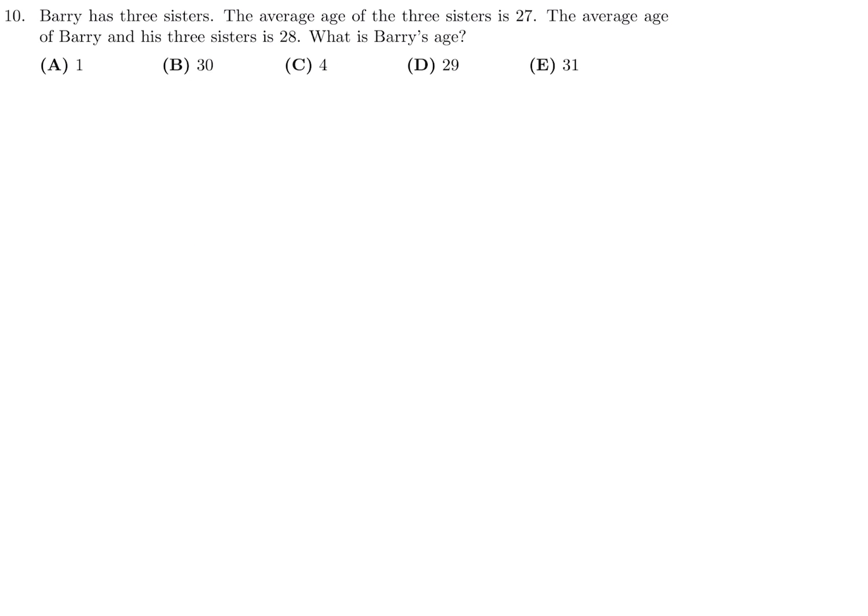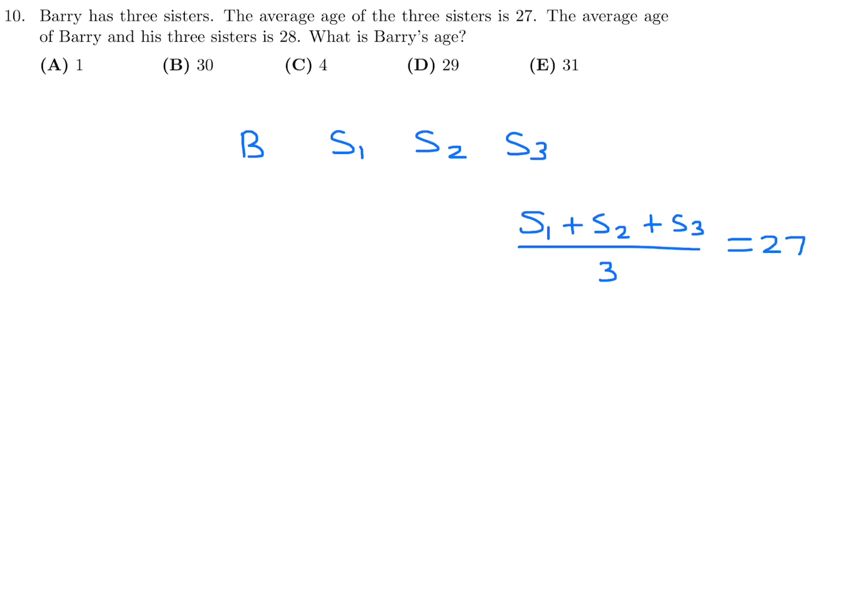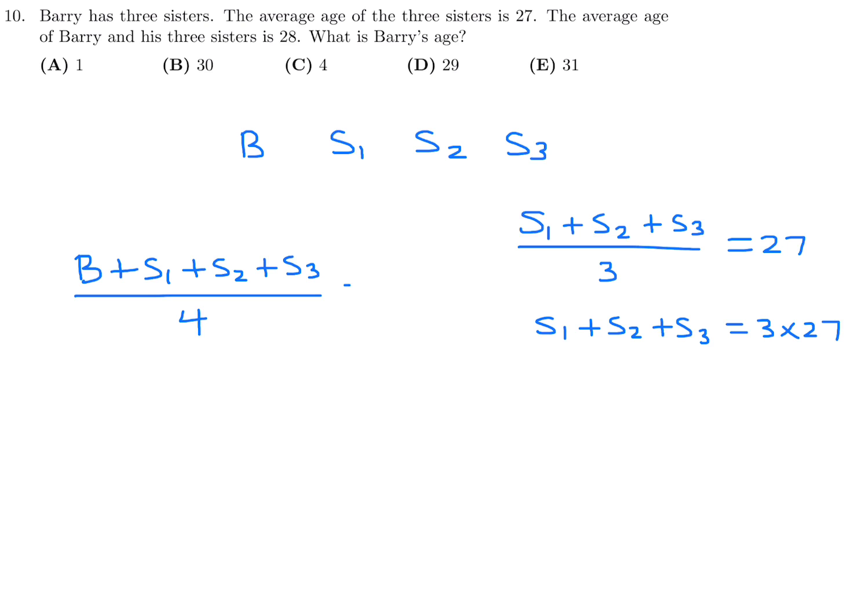Barry has 3 sisters. The average age of the 3 sisters is 27. The average age of Barry and his 3 sisters is 28. What is Barry's age? We have Barry, and we have sister 1, sister 2, and sister 3. First, they told me the average age of the 3 sisters is 27. So that means the sum S1 plus S2 plus S3 is 3 times 27. And then they tell me that the average age of all 4 siblings combined, (B plus S1 plus S2 plus S3) divided by 4, is 28.